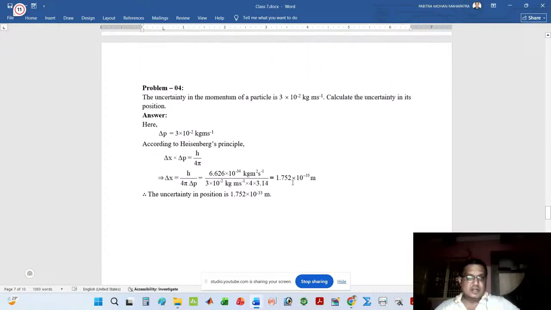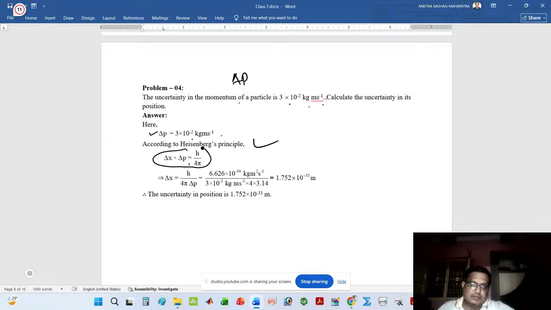Next, move to problem number 4. Same style, you can do all types of problems. The uncertainty in momentum, that means del p, is given. Del p is 3 into 10 to the minus 2 kg meter per second. Calculate the uncertainty in position. Here I can write del p is equal to 3 into 10 to the minus 2 kg meter per second. According to Heisenberg, del x into del p is how much?